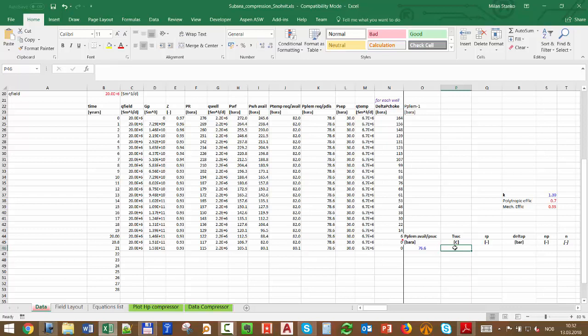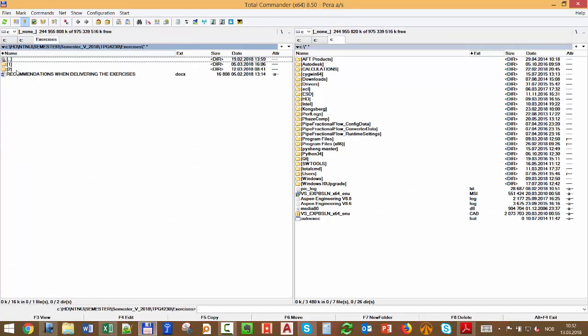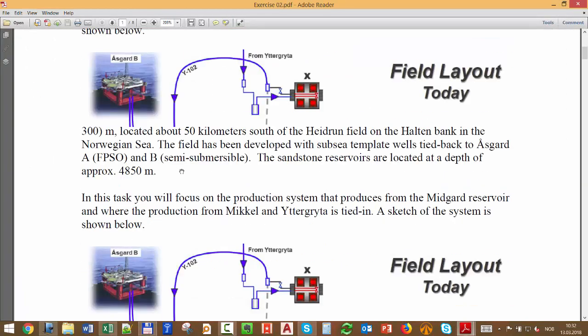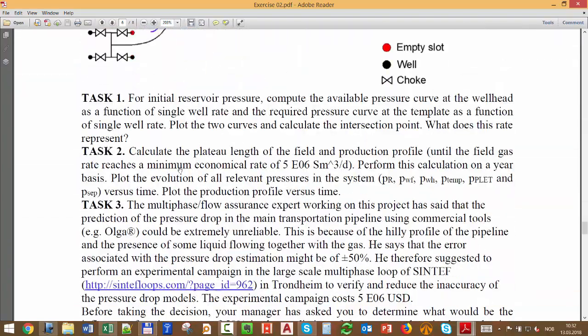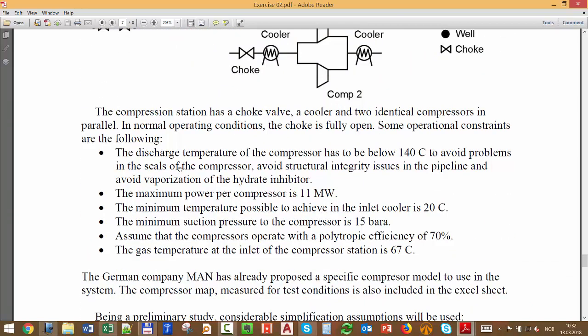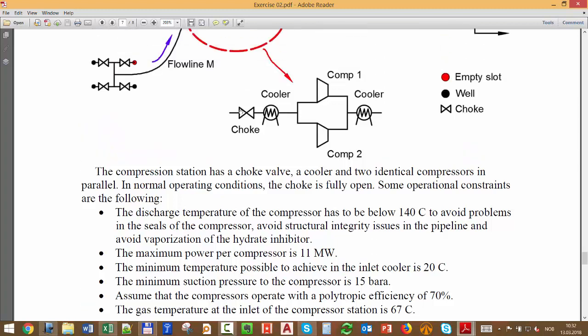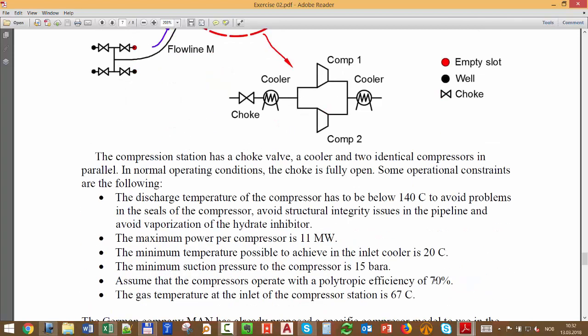We need the power, right? The power, we need the outlet temperature to start putting constraints on that to see if that operational point is feasible. So let's put the T suction. I think that's given in the exercise. So let's go up here. And I think the T of the suction is 67. Taking into account all temperature losses and everything, the temperature at the suction will be 67.